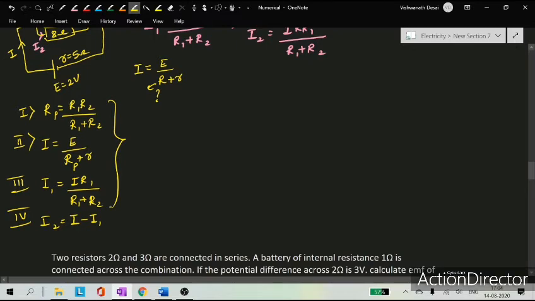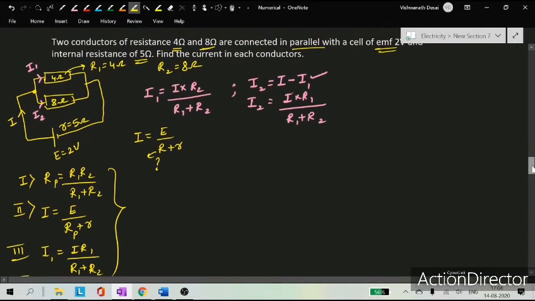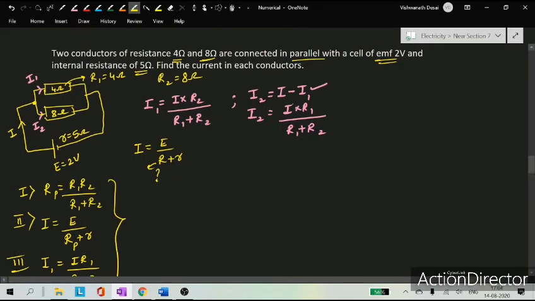So the first step, you can use it and calculate. Okay, I will erase it. So Rp is equal to R1 R2 divided by R1 plus R2, so 4 into 8 divided by 4 plus 8. The value you are going to get is 2.6. You need to calculate it. So 2.6 ohm you are going to get.